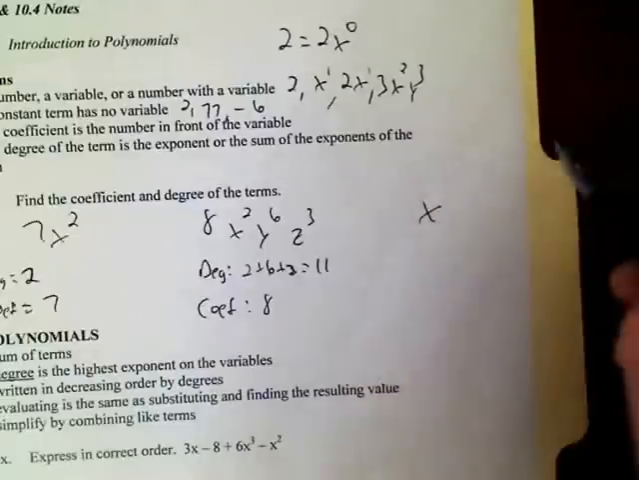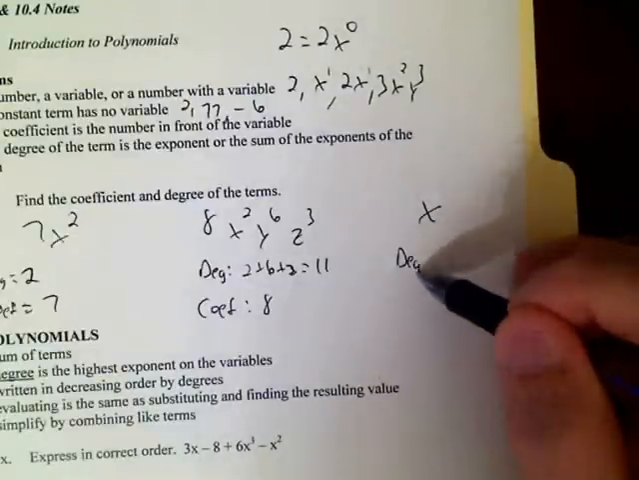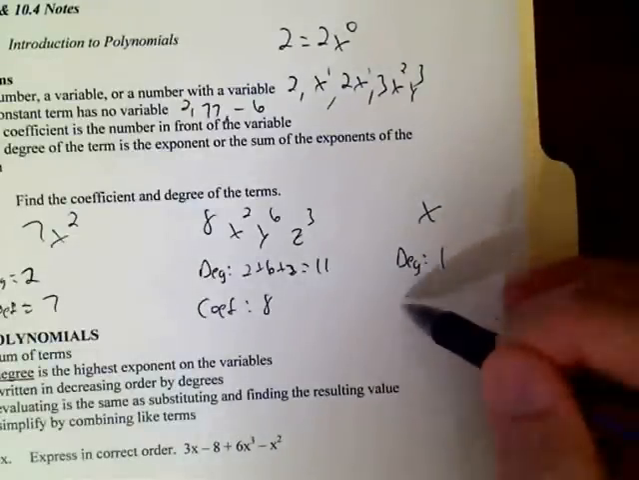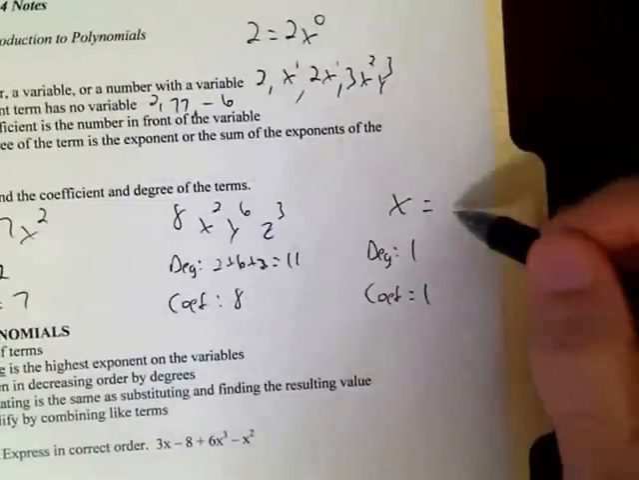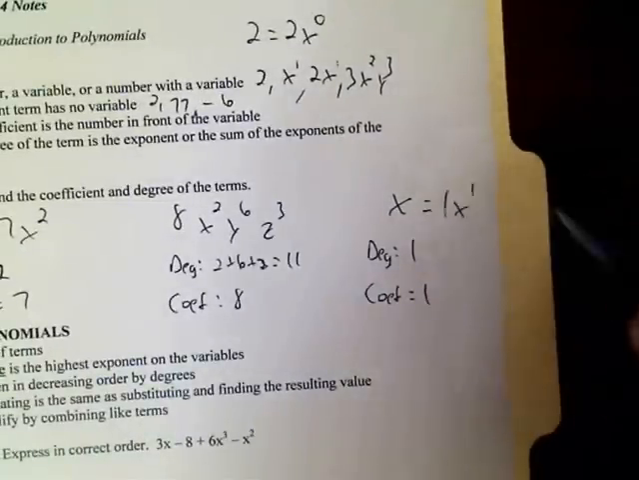Let's do one more. x. The degree is 1, and the coefficient is 1. And the reason why is x is the same thing as 1 x to the first power. Keep that in mind.